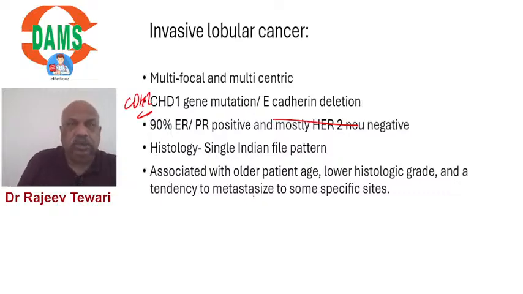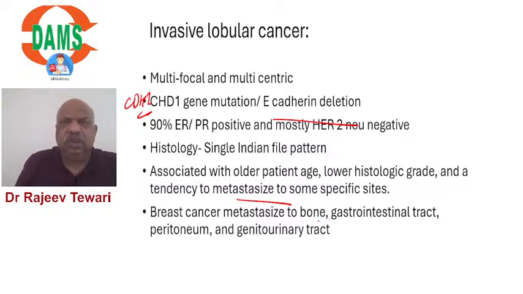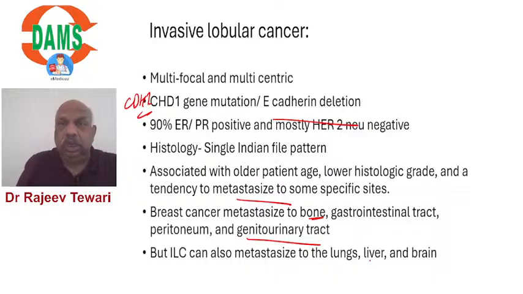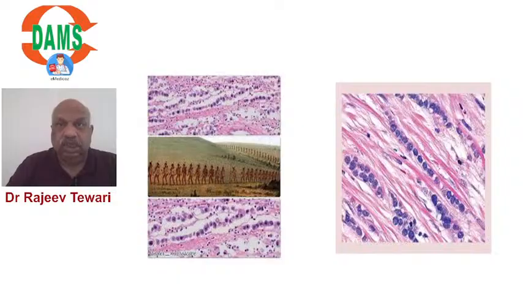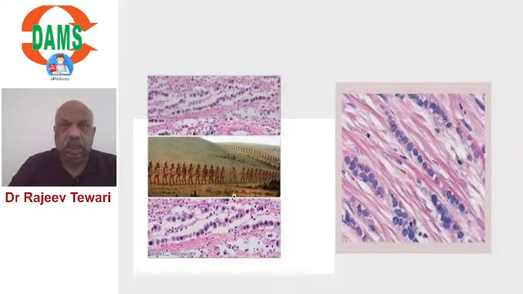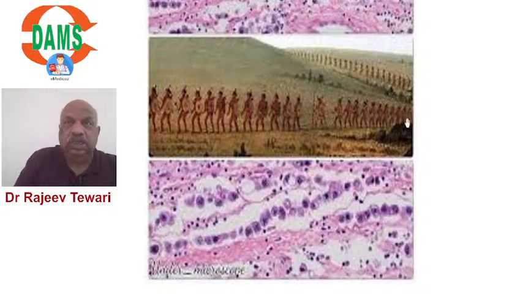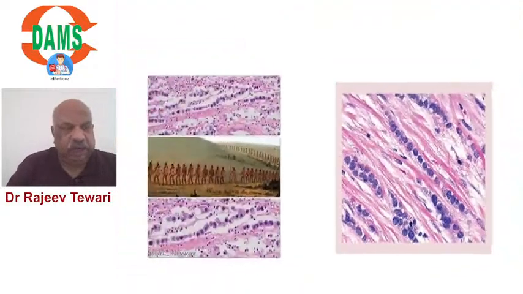And metastasis also differs. Breast cancer goes to bone and liver and GIT, but lobular is more likely to go to brain. Lobular has a propensity for brain secondary, which ductal does not have. So these are the features which are different in lobular from ductal, and you get signet cells as well. So this is a single file pattern. Red Indians fight in one line, called single file pattern. So the cells are arranged in one line, called Indian file pattern.